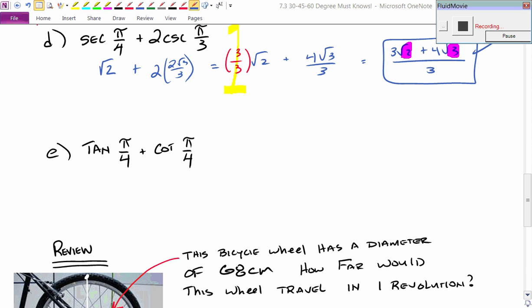Okay, and then my favorite one. Ooh, tangent pi over 4. We're happy. Why is that? 1. Because that's a 1. So, ooh, cotangent pi over 4. We're happy. 1. Oh my gosh. No, that was hard. That one's 2.